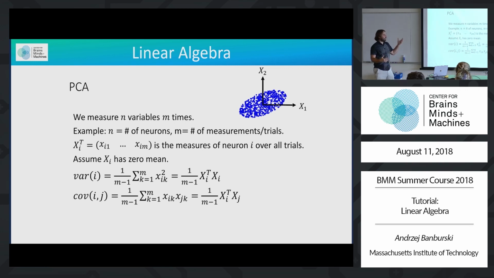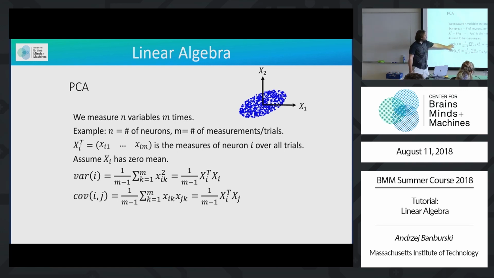But let's say that you measure, experimentally, n variables m times. Say that you have n neurons and m measurements or trials. Then you can create this x_i for the ith neuron, which is just an m-dimensional vector because there are m measures of the neuron i over all trials. So assume for now that this x has 0 mean. If it doesn't have 0 mean, then you can make it 0 mean. How you make it 0 mean is you basically subtract the mean of the data.